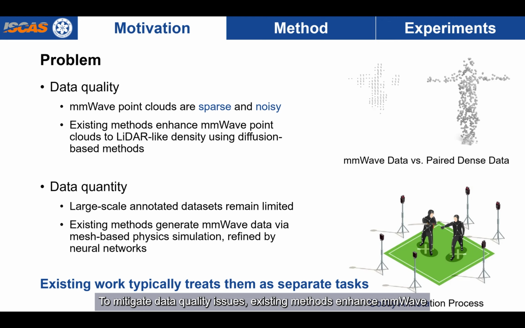To mitigate data quality issues, existing methods enhance mmWave point clouds to LiDAR-like density using diffusion-based methods. To mitigate data quantity issues, existing methods generate mmWave data via mesh-based physics simulation, optionally refined by neural networks.